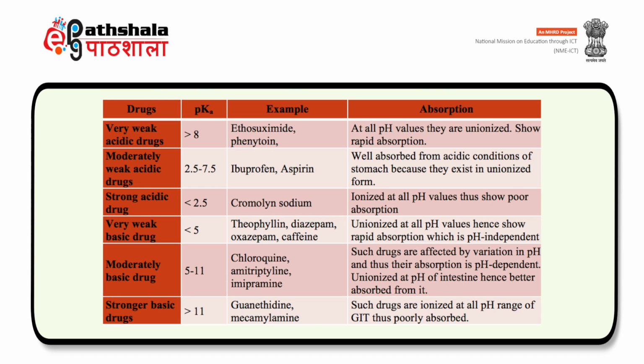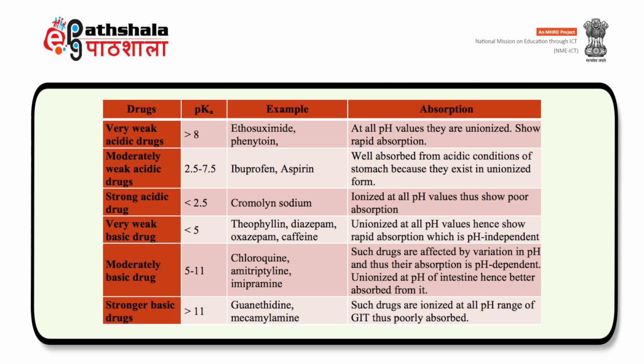content. The effect of the drug pKa and the GI pH on the absorption of the drug has been discussed in the table. If we see, for the very weakly acidic drugs which have a pKa more than 8 like ethosuximide, phenytoin and various barbiturates, at all the pH values they are unionized and they show rapid absorption.